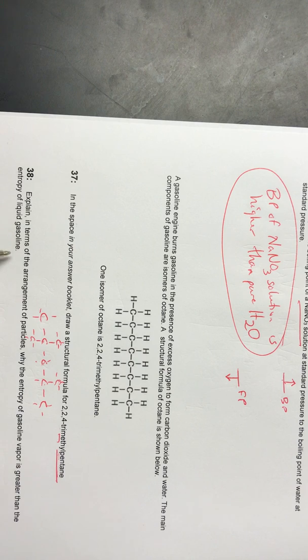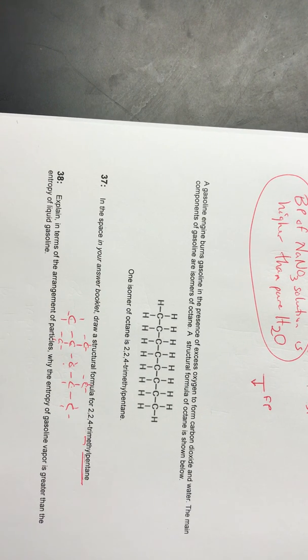Number 38, explain in terms of arrangement of particles why the entropy of gasoline vapor is greater than the entropy of liquid gasoline. So we just talked about entropy being disorder or randomness. So if you're thinking about what's going to be more random, a liquid that's contained to a container or whatever, as compared to a vapor that is able to move around and occupy either the entire container or the entire space that's around it. Vapor particles are moving around much more.